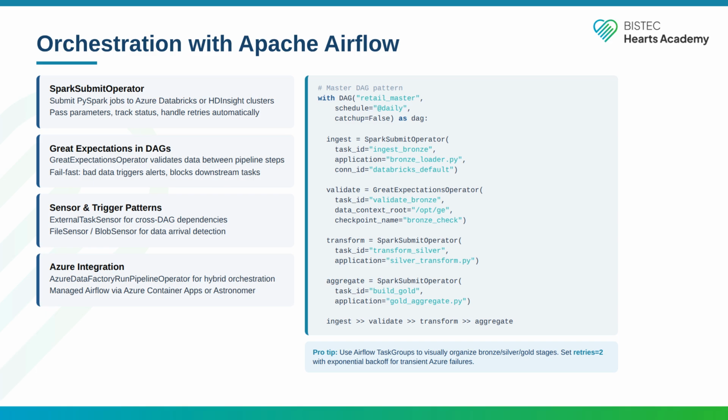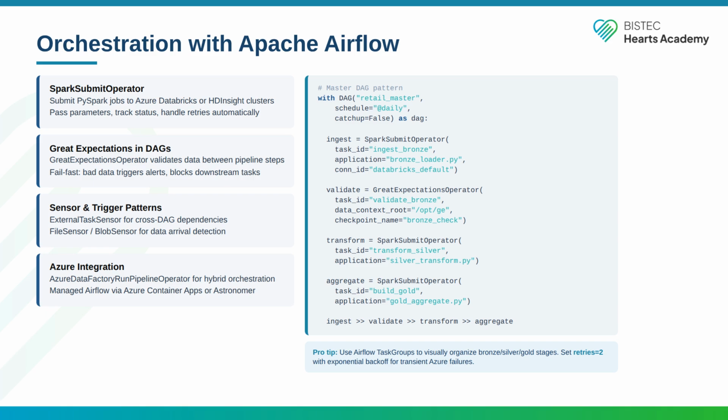Second, Great Expectations in DAGs. The Great Expectations operator runs validation checkpoints between pipeline steps. If data fails validation, the DAG fails fast, triggers alerts, and blocks downstream tasks from running. Third, Sensor Patterns. External Task Sensor creates dependencies between DAGs. Blob Sensor detects when new files land in Azure storage. These are essential for building event-driven orchestration patterns.